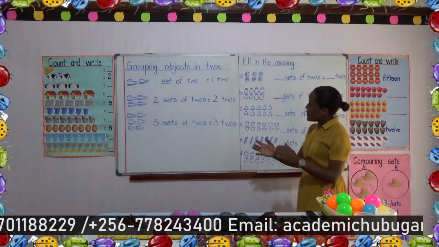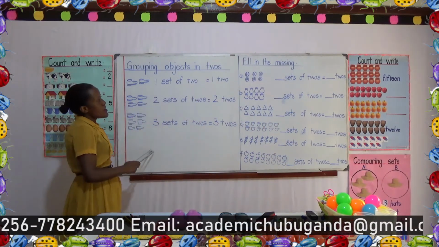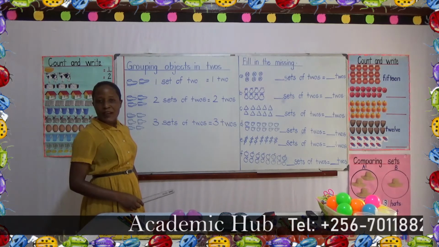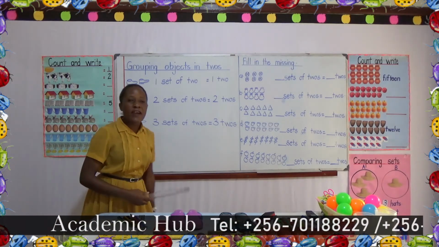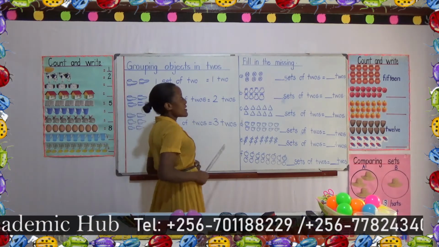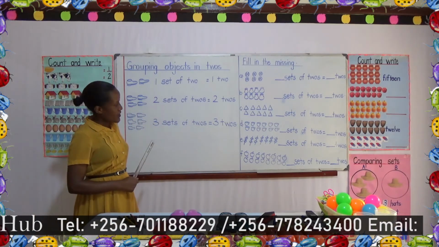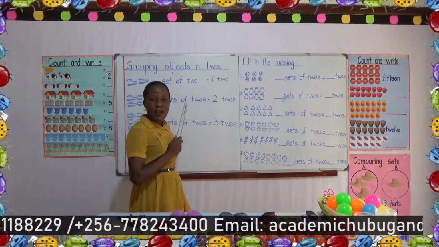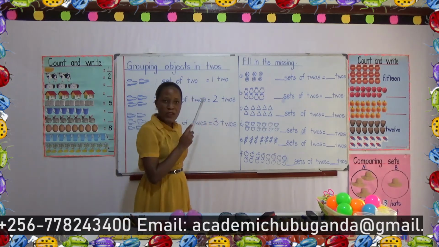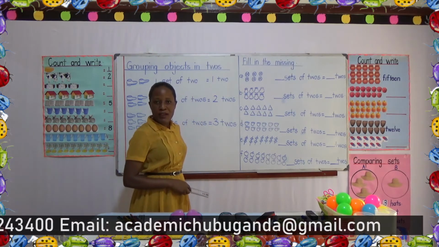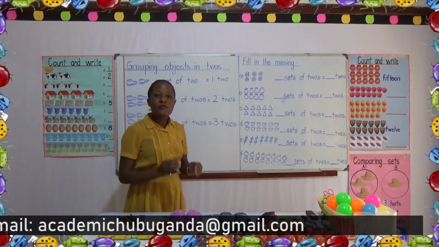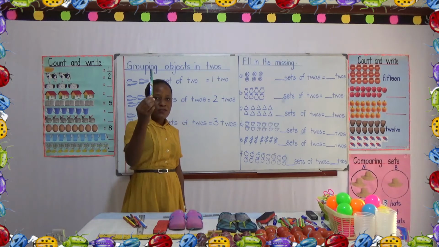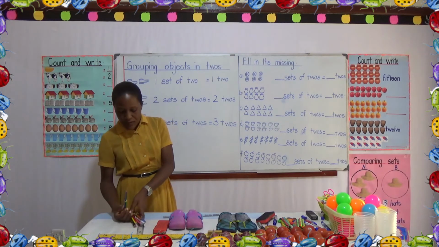Good. Now, this is our exercise. Fill in the missing. Let's look at our activity and find out what it is telling us to do. It is telling us to fill in the missing. But what is missing? Let's look at part A. Part A is having balls. It has one, two. Those ones make one set. One, two. They also make another set. Remember, we are grouping objects in twos. As long as you get two objects, they will be forming a set. Just like we grouped our colored pencils before.